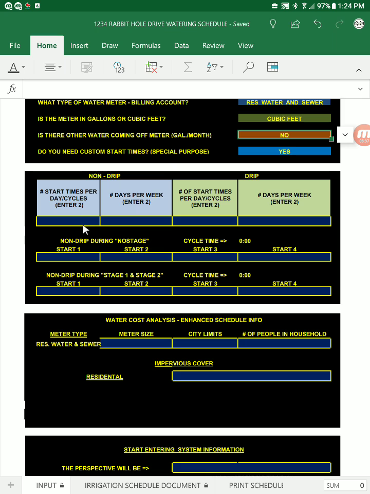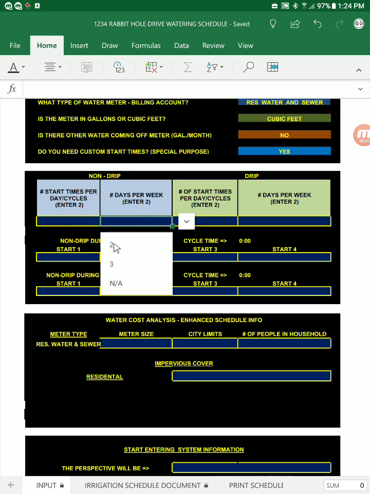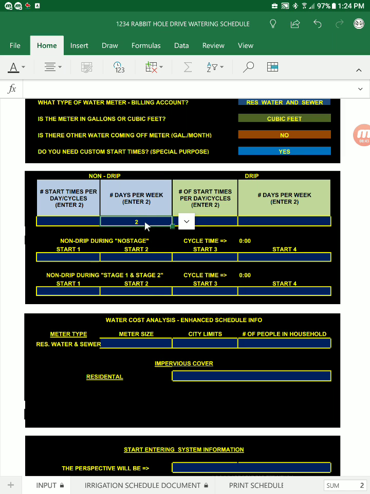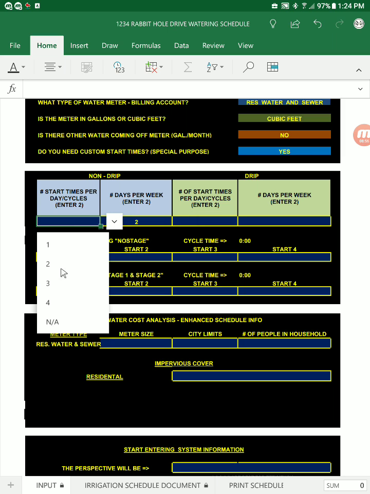So, number of days per week. For most non-drip stuff, you can get by with 2 days per week. That's really the best. In some cases, you could select 3 days there. I prefer 2. That's why I've said enter 2. Number of start times: this is where you're going to take into account the property's slope.